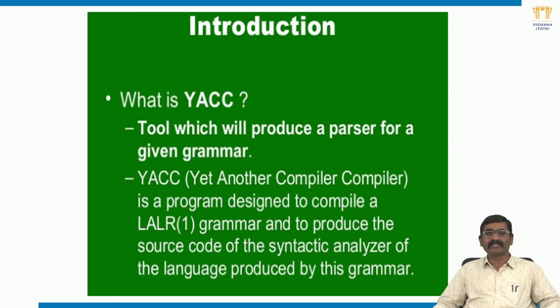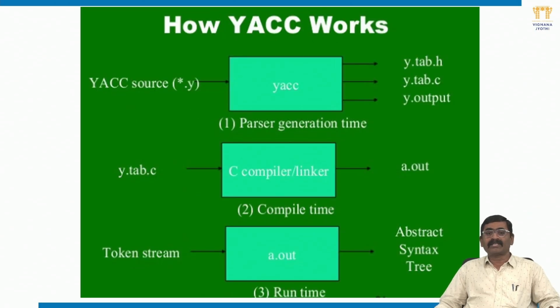Parsers are of two types. One is the top-down parser, the second one is the bottom-up parser. YACC is used to implement the bottom-up parser, and that bottom-up parser it implements is LALR(1). So let us see what the format of a YACC program is to implement the parser. These are the main steps involved in the YACC program.